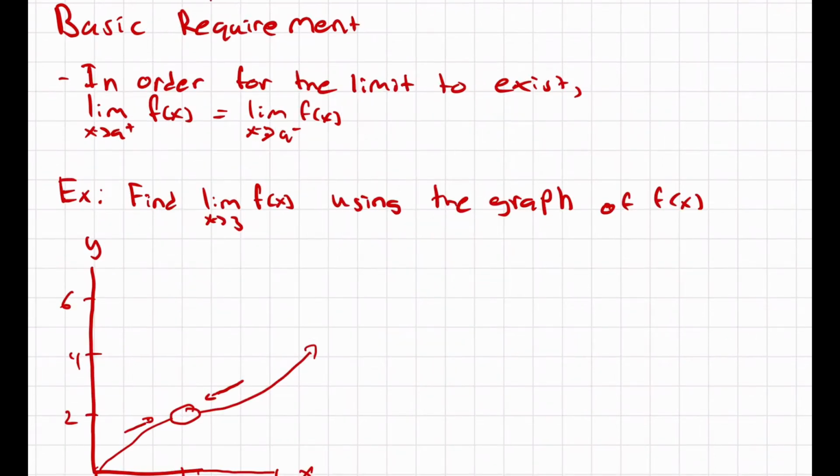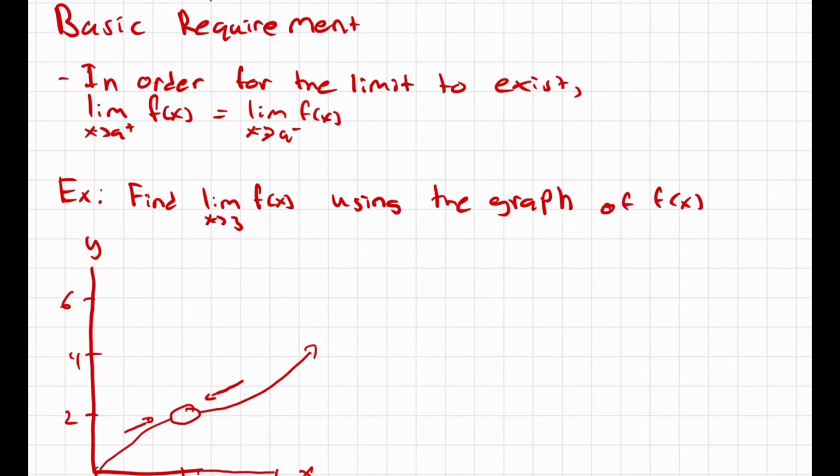So now that we've gone over basic limit notation, let's talk about basic requirements for limits. Right here, I have a bullet that says, in order for the limit to exist, the limit from the right-handed side as x approaches a needs to be equal to the limit from the left-handed side as x approaches a. So let's go through a couple of examples using this idea right now.